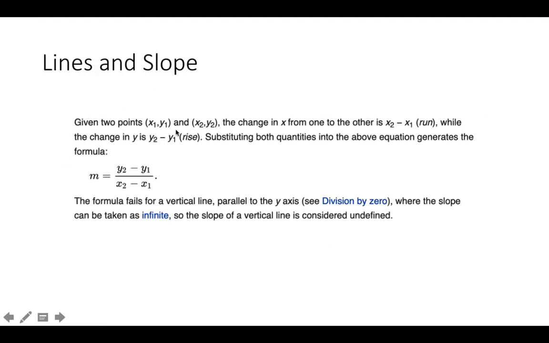So if we have 2 points, x1, y1, and x2, y2, we can find the slope by taking the difference of the vertical points, y2 minus y1, divided by the difference of the horizontal points, x2 minus x1. And you can see that if x2 and x1 are the same point, that m becomes infinite, and so this is considered an undefined slope.